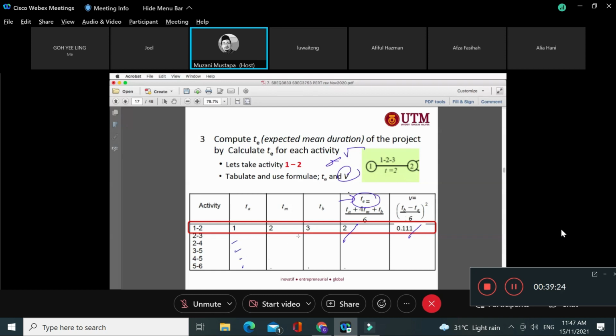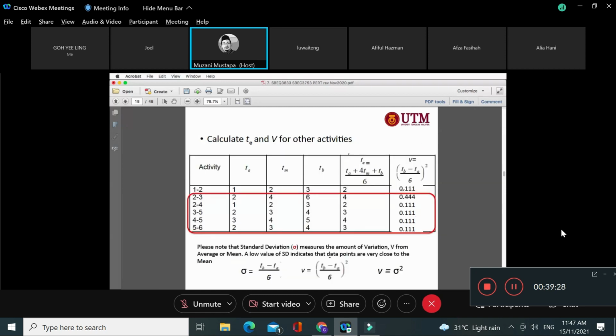So let's repeat back all this activity, right? So you got this complete table like this. So based on this equation, you get this, right? So far clear? Okay, right.